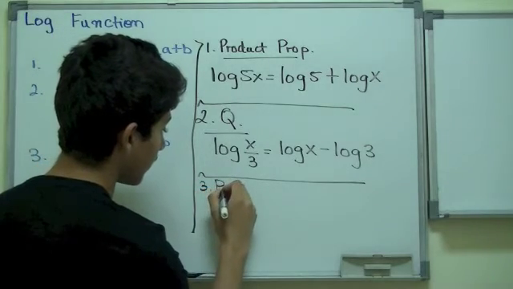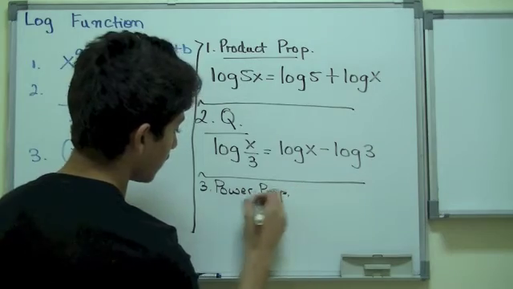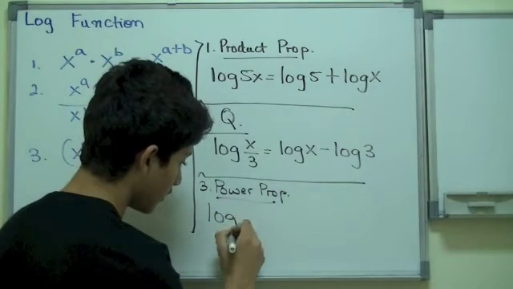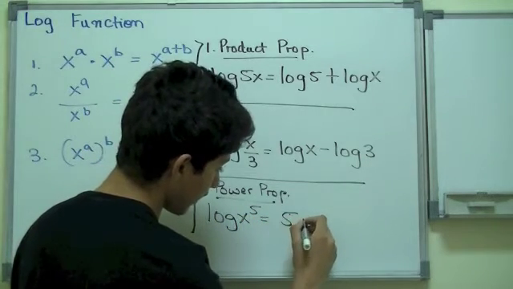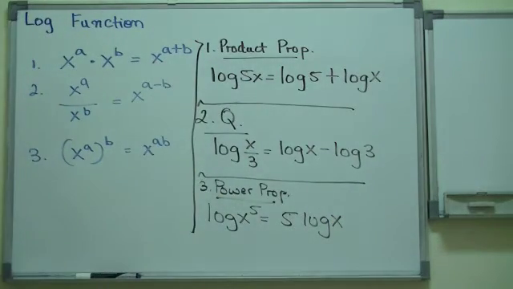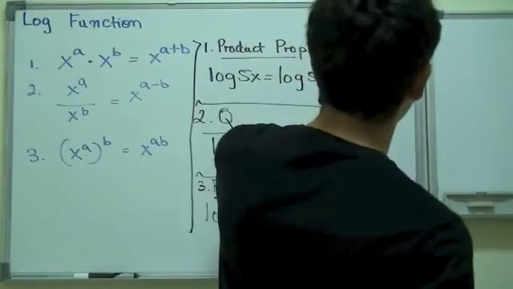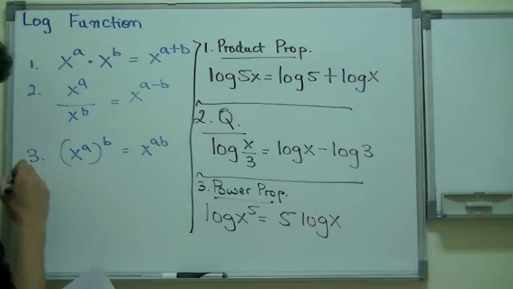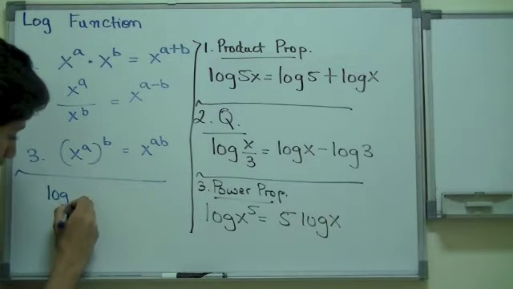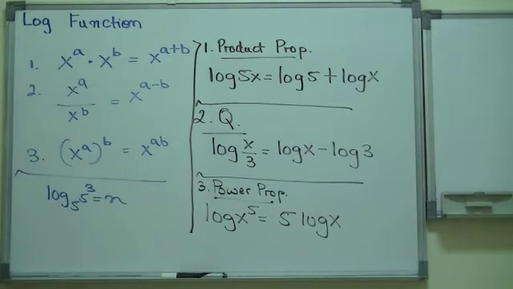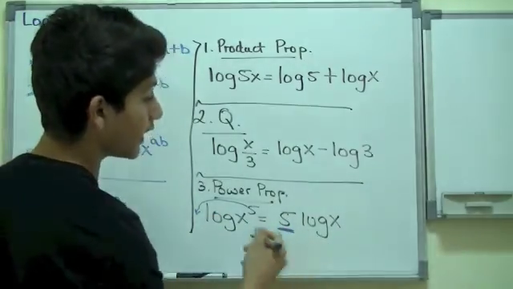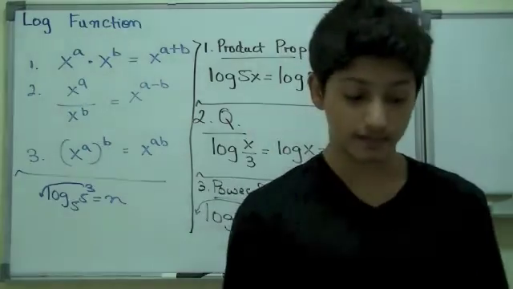Now the third is the power property. The power property basically says that if you have log x raised to the 5th power, it turns out to be 5 log x. I mentioned in my previous video that we had a problem like log 5 to the 3rd power is equal to n. If you recall, I told you to plug in 3 over here. That's basically the same thing. Plug the 5 over at the start, which basically comes out here, and that's the power property of logarithm. And that's basically it. Okay?